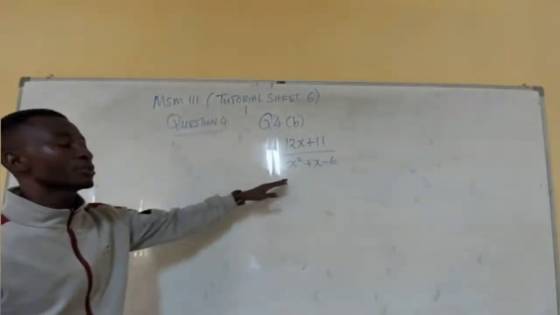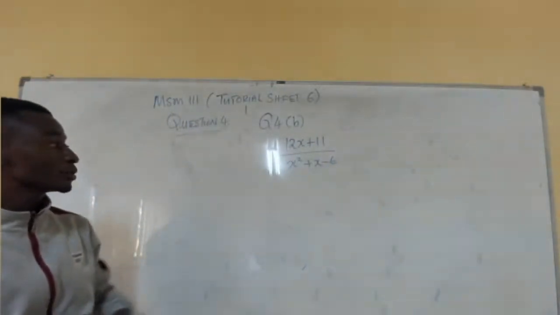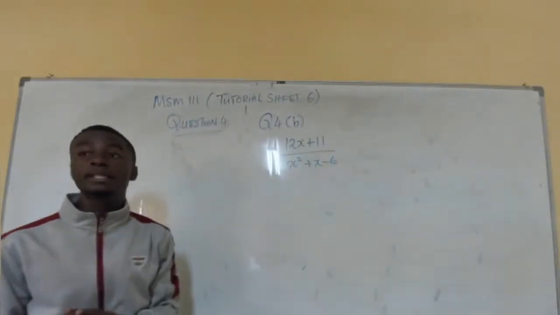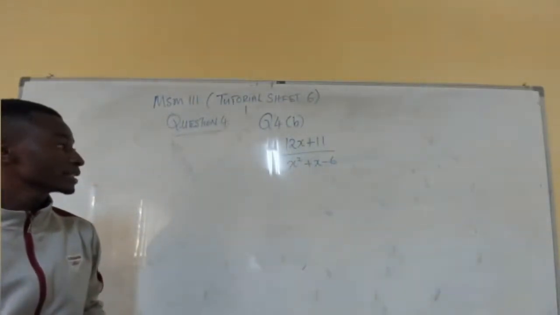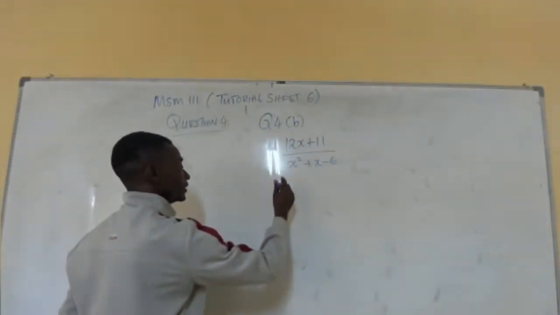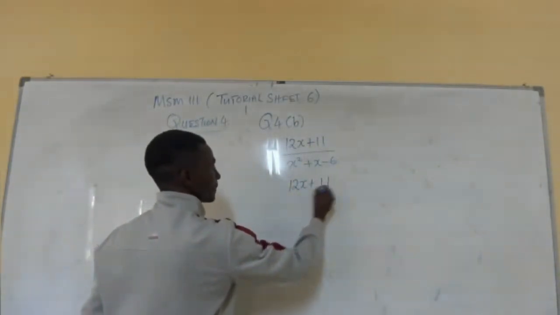So this question is not supposed to scare you. What you're supposed to do here is to factorize the quadratic equation. Factorize the denominator down there. That's what you're supposed to do first. So now let's factorize the denominator.